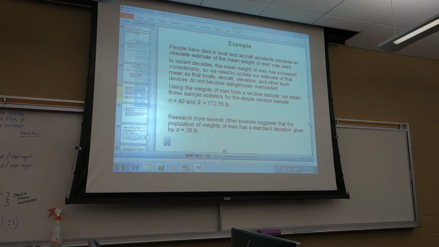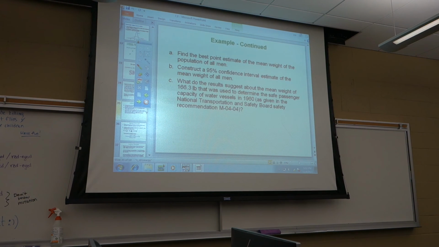Perfect, thank you so much. Okay, good. So here are the pieces I need. I need to know my n, that's 40. My x bar, 172.55 pounds. And my standard deviation, sigma, 26 pounds. So you need those things, circle those.